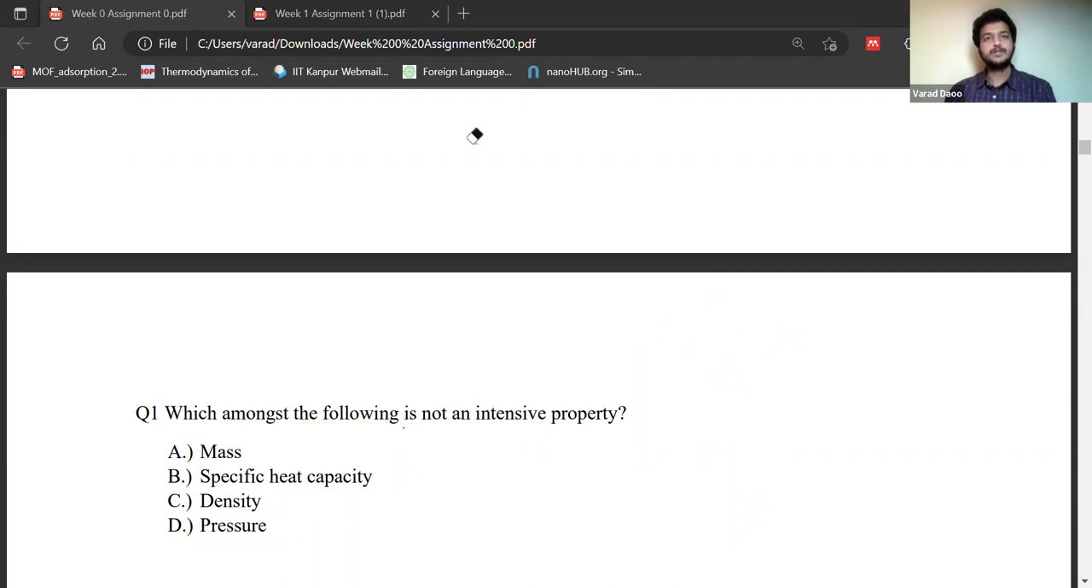We have our answer. The answer is A. This is an extensive property, right? So then now we'll move on. If anybody has any doubts, they can ask. Otherwise, I'll wait for 1 minute if anybody has any questions. Otherwise, we'll go.